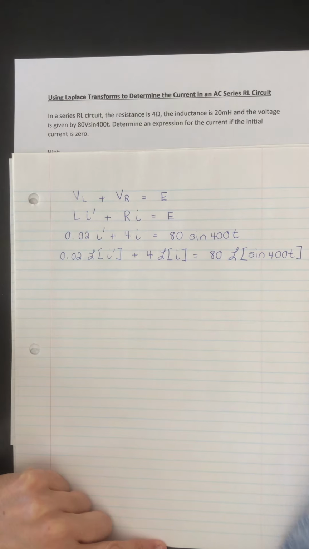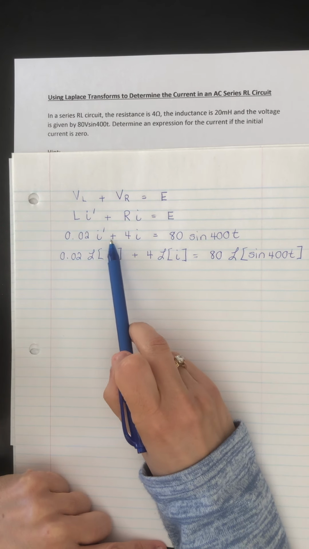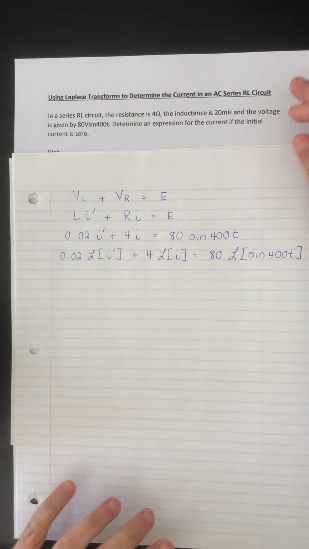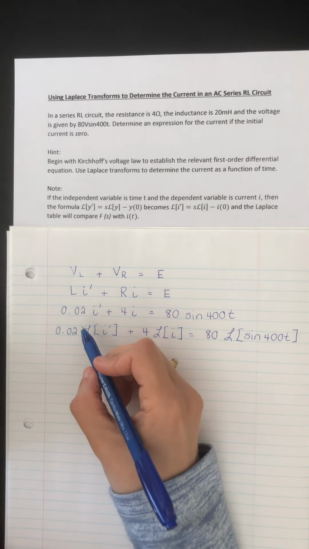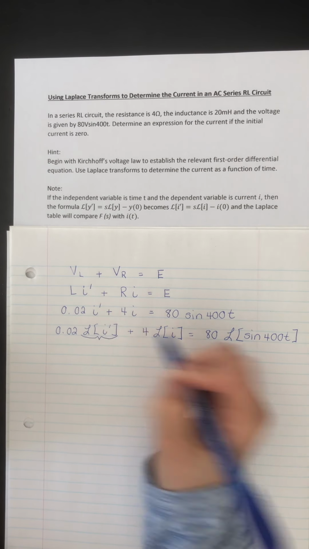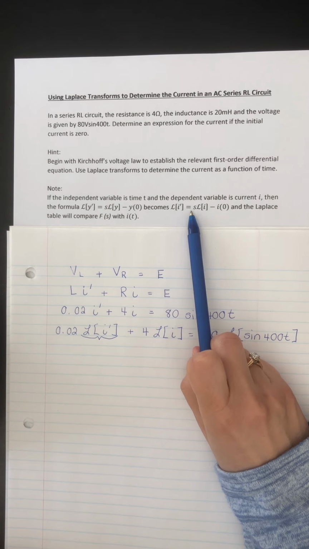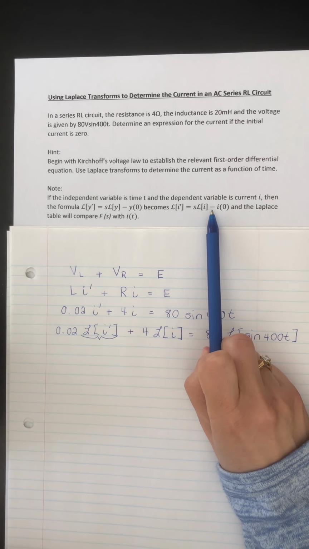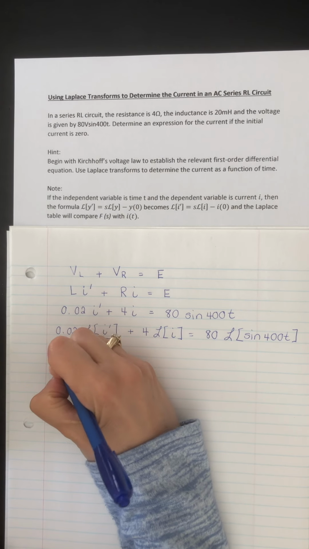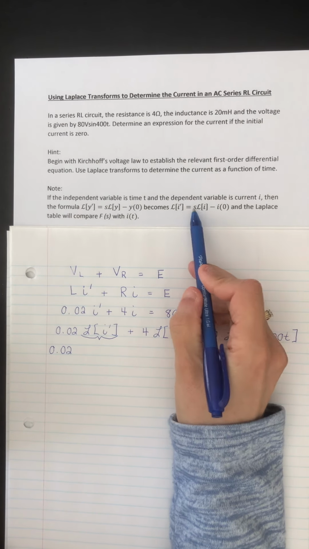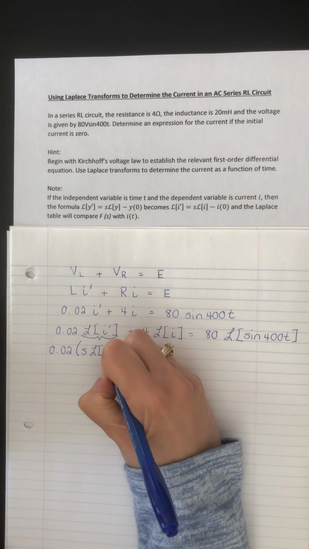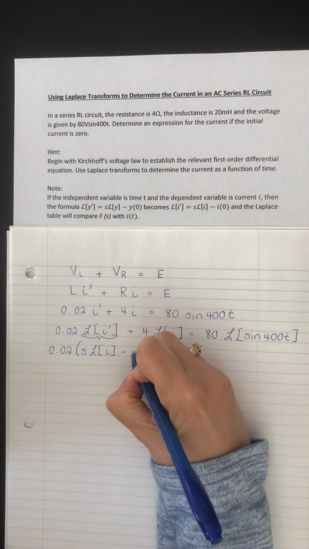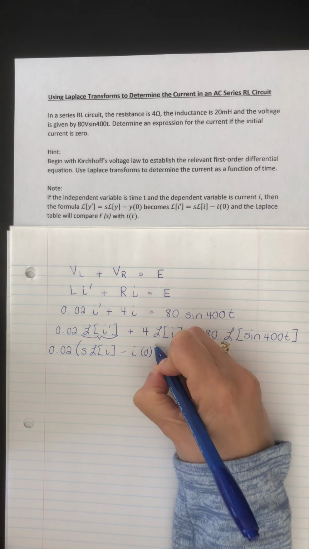Okay, so we took the Laplace transform of each term. Now right here, for the Laplace transform of I prime, of course, we're going to use the formula. So in this spot right here, I will put in S times the Laplace transform of I minus I at 0. Okay, so because it's a binomial, I should bracket that.